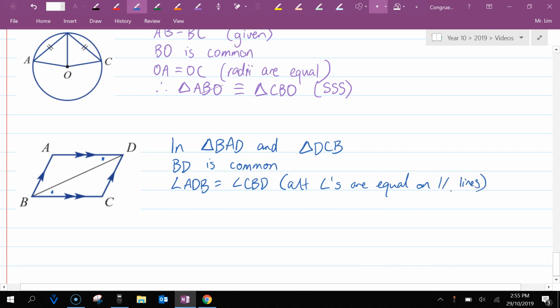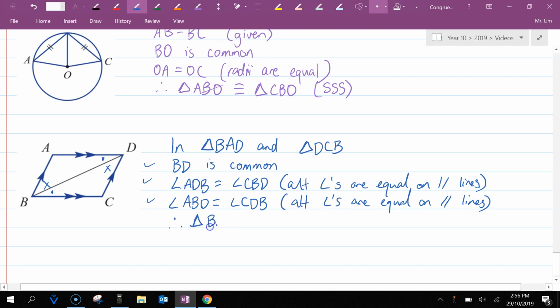And we can also see that these two here are equal because they are alternate angles on parallel lines. So angle ABD is equal to angle CDB for the same reason. Because we've got our three pieces of evidence, we can now say, therefore, triangle BAD is congruent to triangle DCB because of AAS.